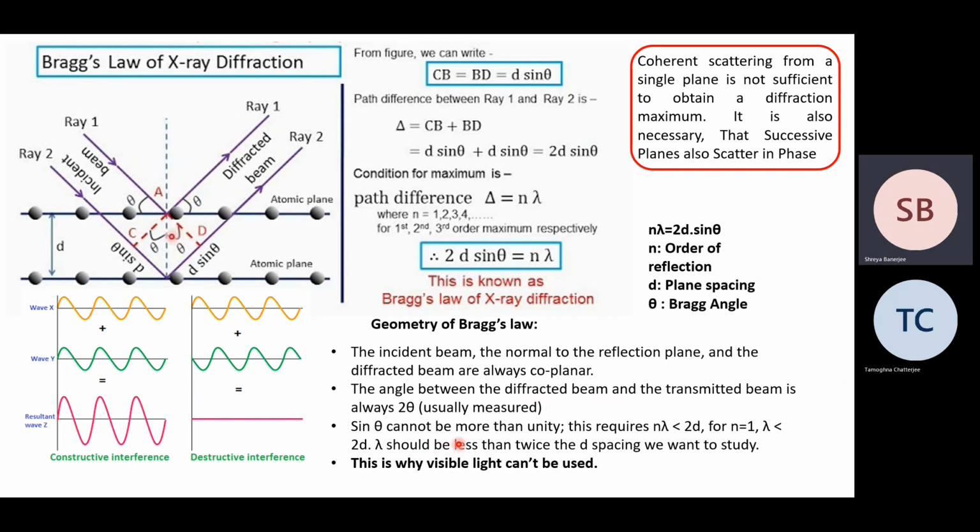Since sine theta cannot be more than unity, n lambda must be less than 2d. For n equal to 1, the wavelength of the X-ray must be less than 2d. And since d, the distance between the crystallographic planes, is very small, this wavelength, according to Bragg's law, falls within the X-ray wavelength range. And so visible light can't be used for X-ray crystallography.